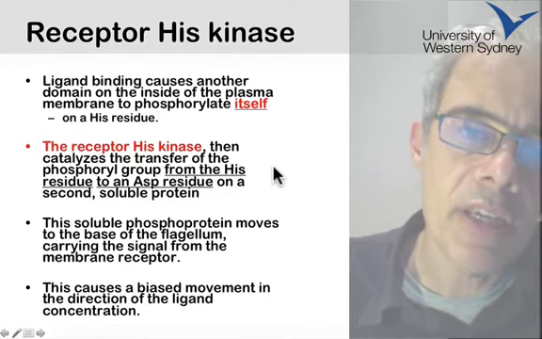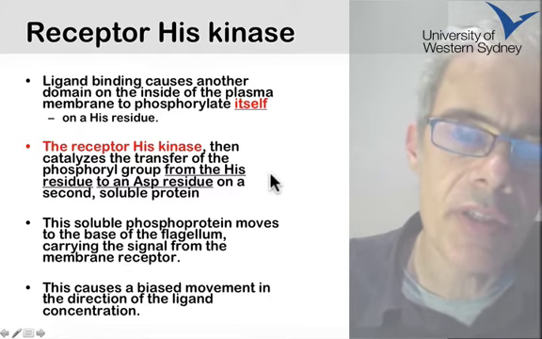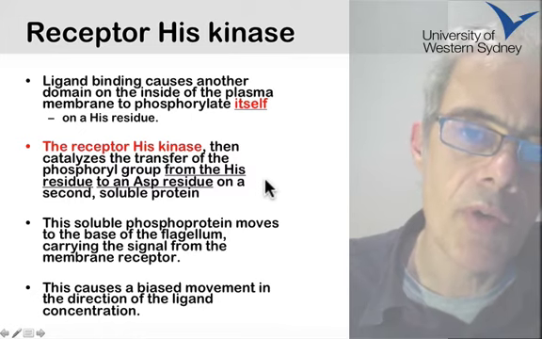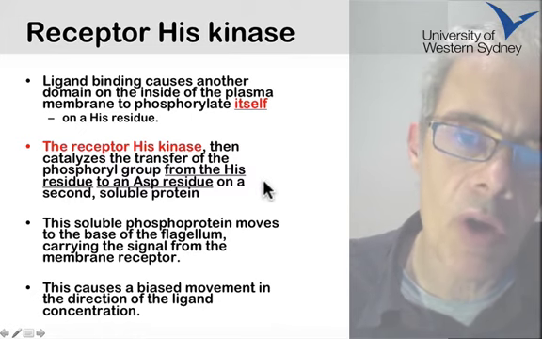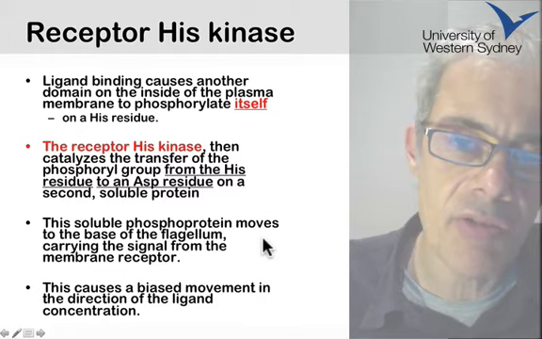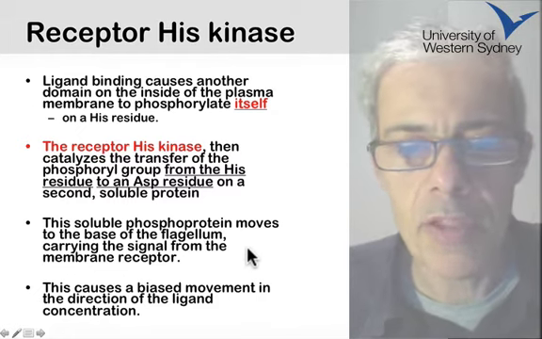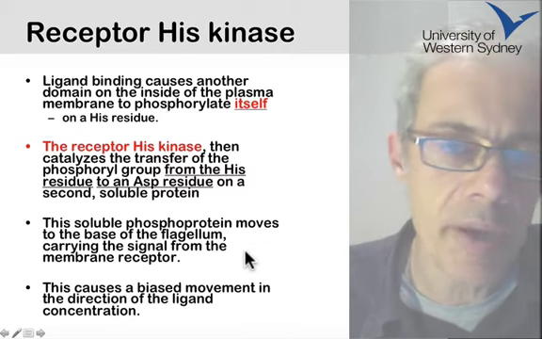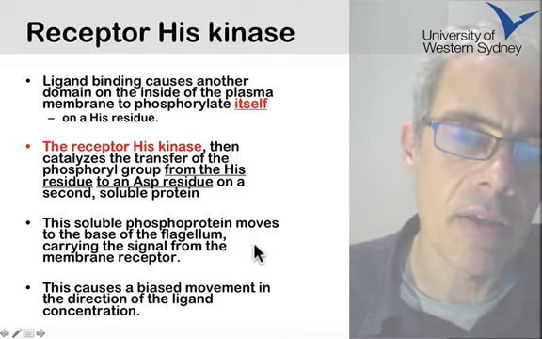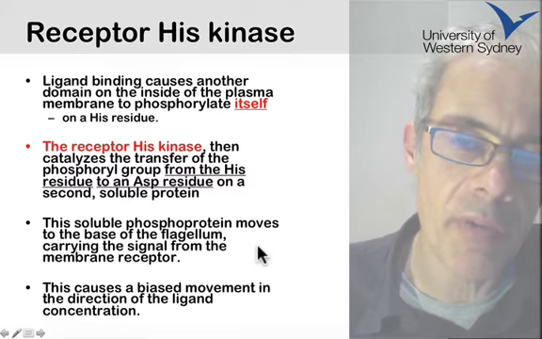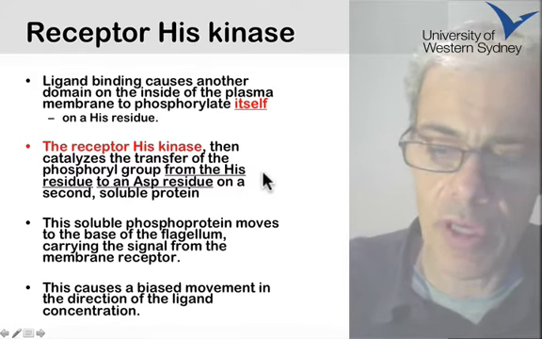Then the His kinase transfers this phosphate group from the His residue onto an aspartic acid residue of another soluble protein. This soluble protein can then move to the base of the flagellum and cause a biased movement of the bacteria towards the attractant.